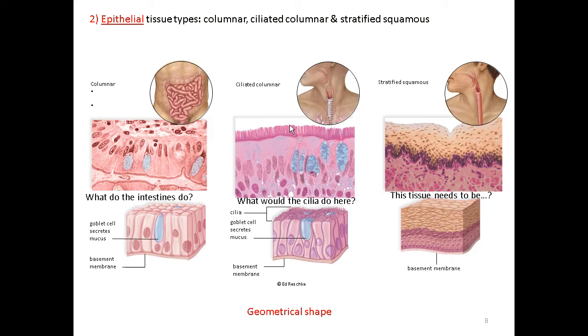So we have squamous, cuboidal, columnar, ciliated columnar, and stratified squamous. So your skin is stratified squamous. There are other tissues in it, but you can pinch your skin, pull it away, and let it go back. And that's the stretchy part, this basal layer here that stretches out.